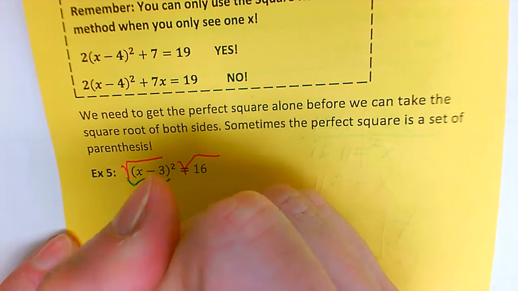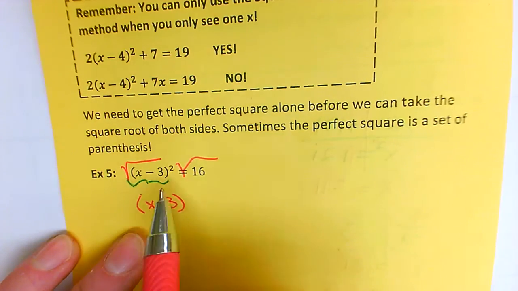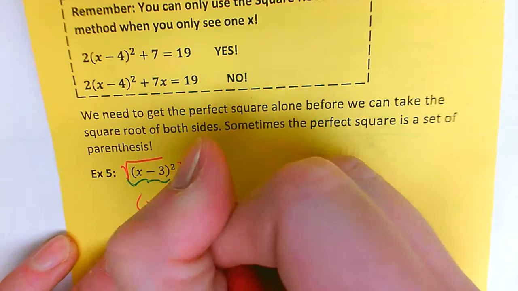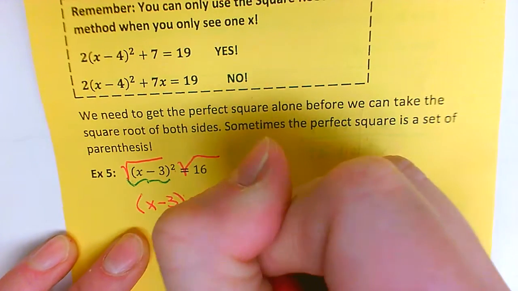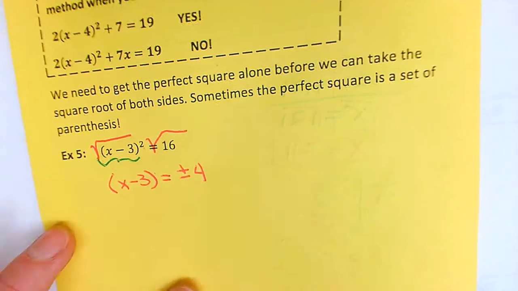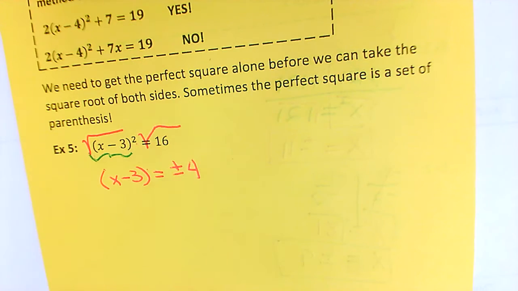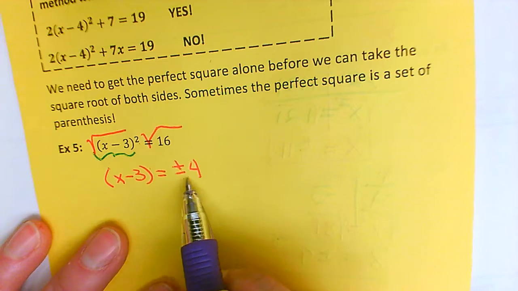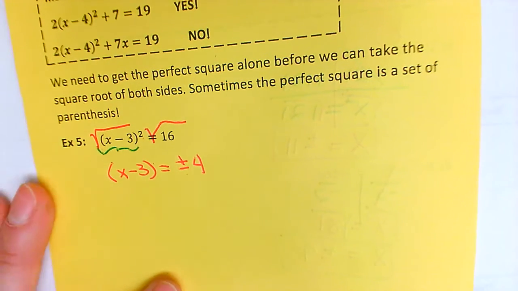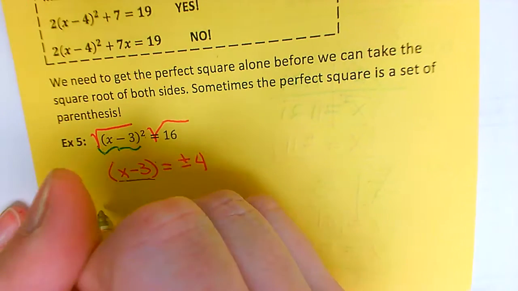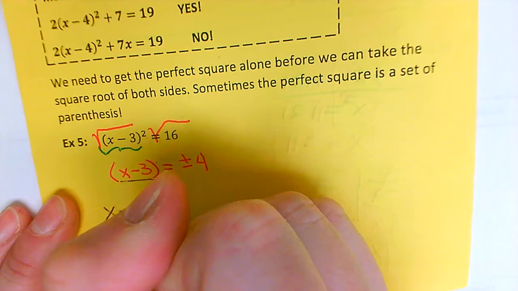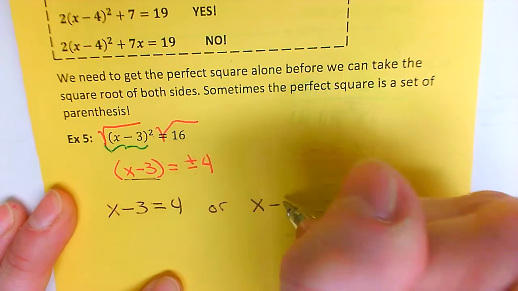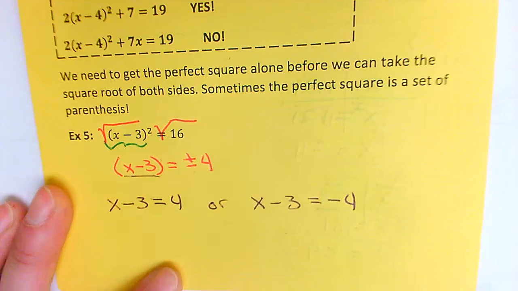That's going to leave me with x minus 3, because taking the square root of something squared just gets rid of that exponent. And this is equal to a positive and a negative 4. Don't forget about that plus or minus sign. Well, this is where we're going to have to add in that step 3. We need to separate the plus and the minus 4 into two separate problems. So I really have x minus 3 is equal to a positive 4 for the first one, or x minus 3 equals a negative 4 for the second one.